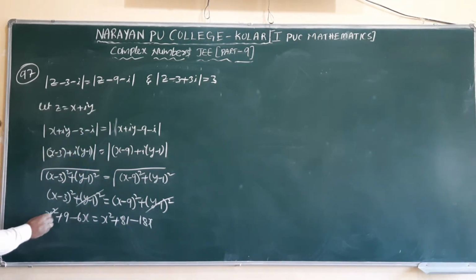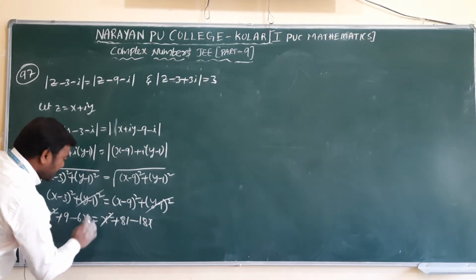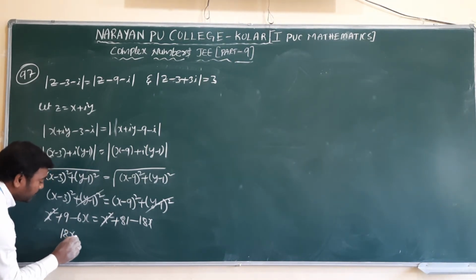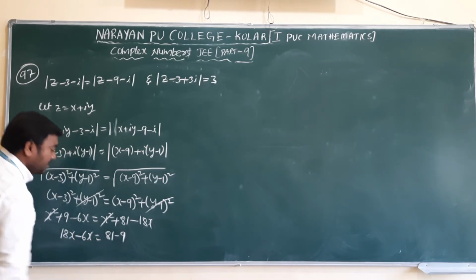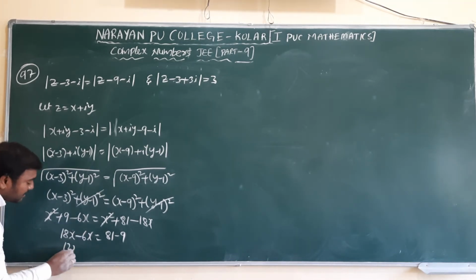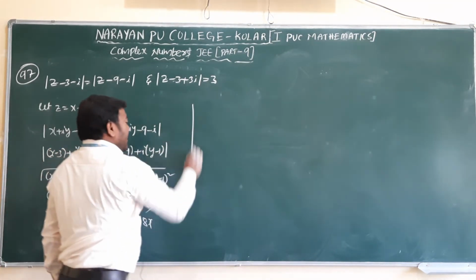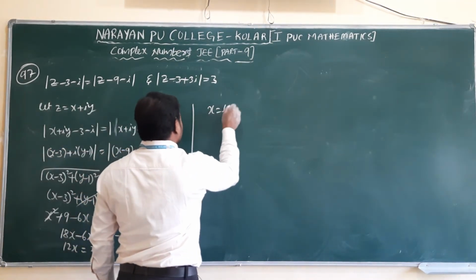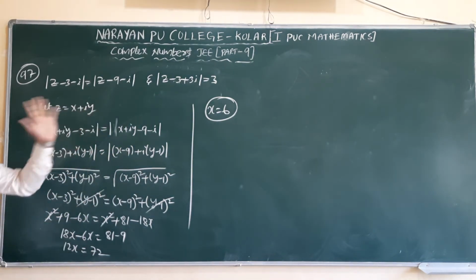Here x² and x² get cancelled. Remaining on this side, 18x − 6x = 81 − 9. Now 18x − 6x is 12x, and 81 − 9 is 72. So x = 72/12. We are getting the x value as 6.